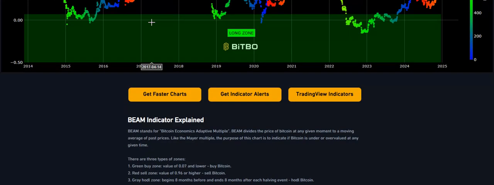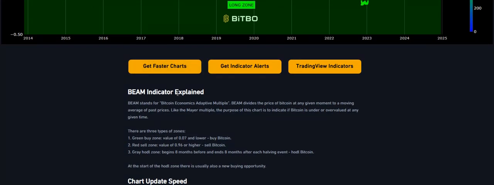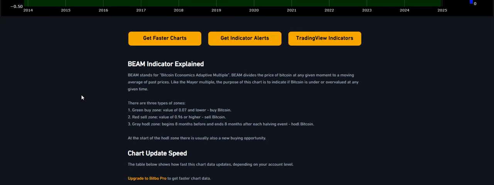So when we're taking a look at this chart here, guys, I wanted to give you the BEAM indicator explained. BEAM stands for Bitcoin Economics Adaptive Multiple. BEAM divides the price of Bitcoin at any given moment by a moving average of past prices. Like the Mayer Multiple, the purpose of this chart is to indicate if Bitcoin is under or overvalued at any given time. So there are three zones here.